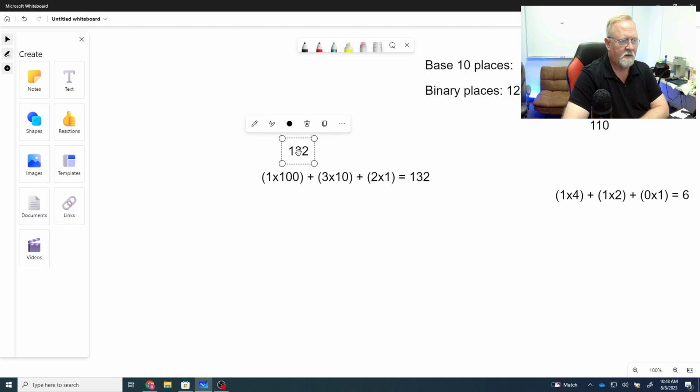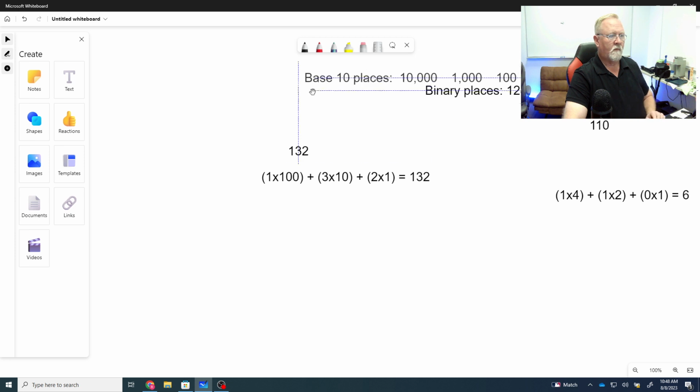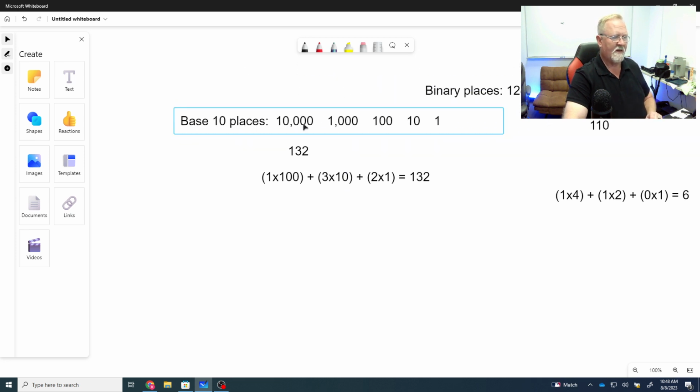So now let's look at the places for base 10. What I have here is out to 10,000. I have the places. So we have the ones place, the tens place, the hundreds place. Out here would be the thousands place. Out here would be the 10,000s, the 100,000s, the millions, and so on. Each one of these is a multiple of 10, and each one is 10 times larger than the one before. So we start off with 1, times 10 is 10, times 10 is 100, times 10 is 1,000, times 10 is 10,000, and so on. Those are the decimal places in the base 10 system. Those are what each of the columns of the numbers stand for.